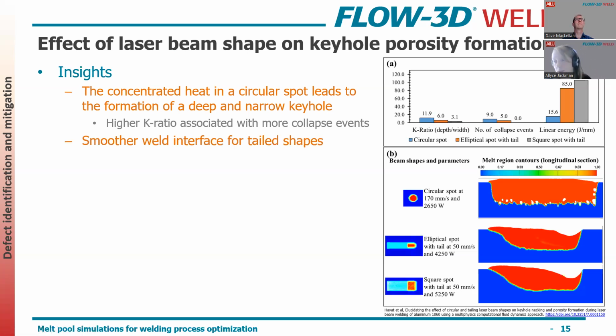And then with the tailed shapes, we get a much smoother weld interface. So that fusion zone, they were able to get rid of that porosity. You get a little bit more variation on the surface here. So that is a bit of a consideration here, but getting rid of that porosity was the main goal of using these shapes.